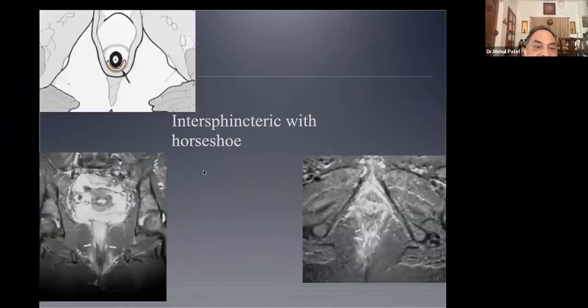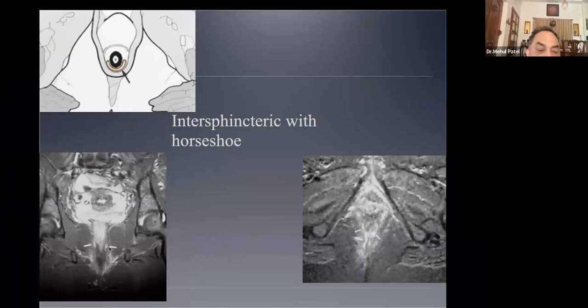Now, an intersphincteric tract can have a horseshoe, right? So a horseshoe will appear as what? So look at this. Here is the tract going in, and then you have got this high signal around the internal sphincter within the intersphincteric plane.